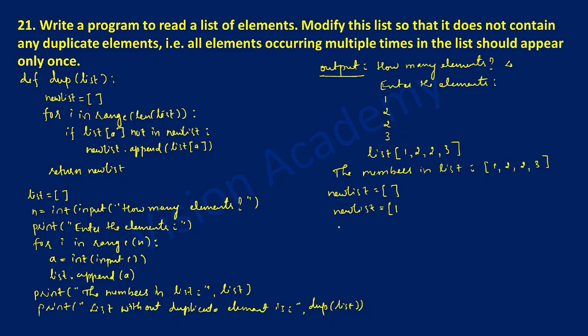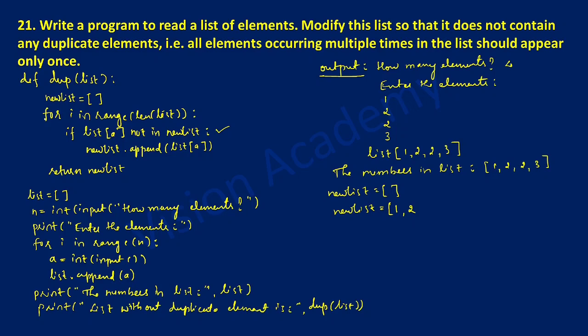value 1. Next, once again control transfers to the for loop by incrementing the value of i by 1. Now i value is 1. If list[1] not in new list. Now list[1] is what? List[1] consisting of 2. Here 2 is not in new list because new list consists of 1. So 2 is not present. It is going to append because this condition is true. Once this is true, then it is going to append 2 to the new list. So 2 will be appended to the new list.